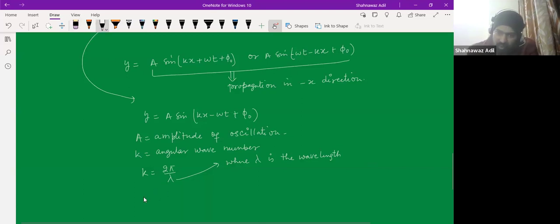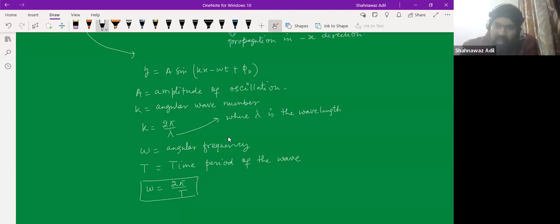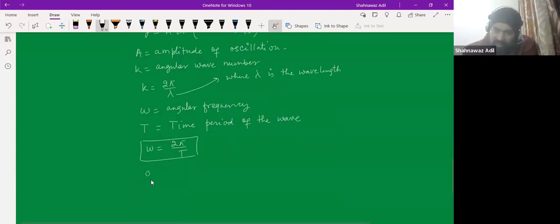And then we have this omega. So omega is angular frequency, and this is related with the time period, right? This T is the time period of the wave, and this omega is related as 2 pi by T. This is how this angular frequency is related. And then lastly, we have this phase constant. This is the phase constant.